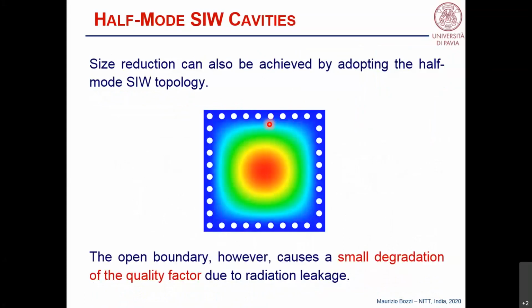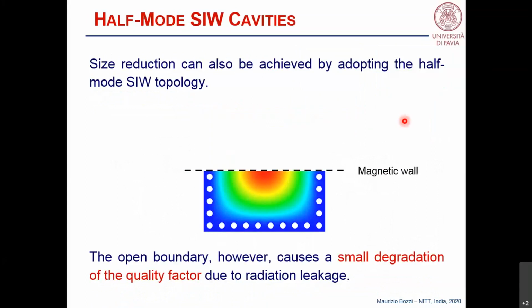Another way to reduce the size of the cavities is the half-mode solution, half-mode cavities. So same as in the case of half-mode SIW waveguide, we can exploit the presence of the magnetic wall along the symmetry plane of this cavity. If we remove half of the structure, we still keep a virtual magnetic wall due to the high capacitance along the open boundary, and we can reduce by a factor 2 the size of the cavity.